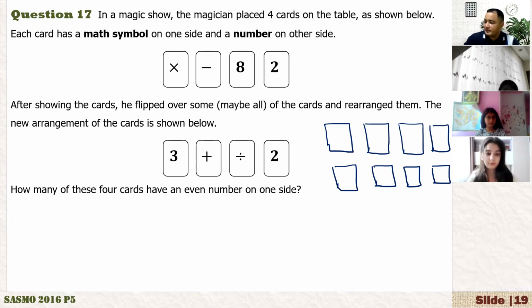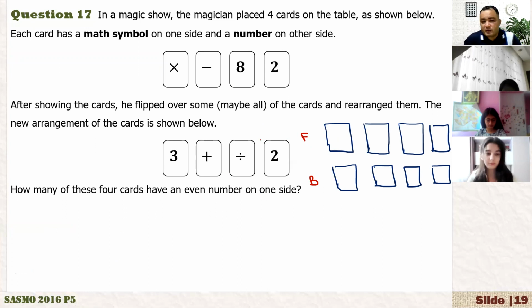Yes, when he flipped some of the cards, he flipped just only 3 of them. How can I explain? There are only 3 different numbers, so maybe he turned only 3 of them, and the last one is 2. He just didn't flip it.